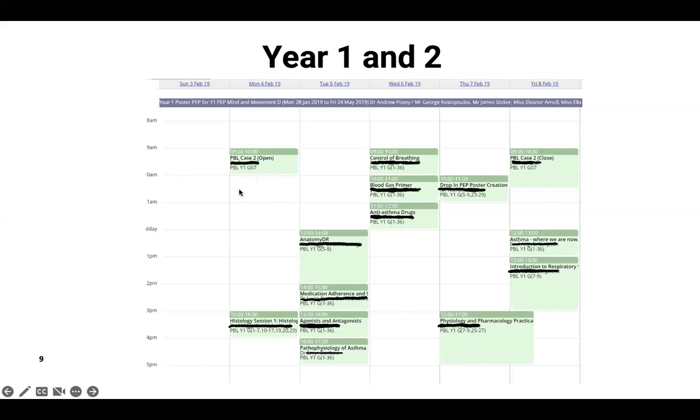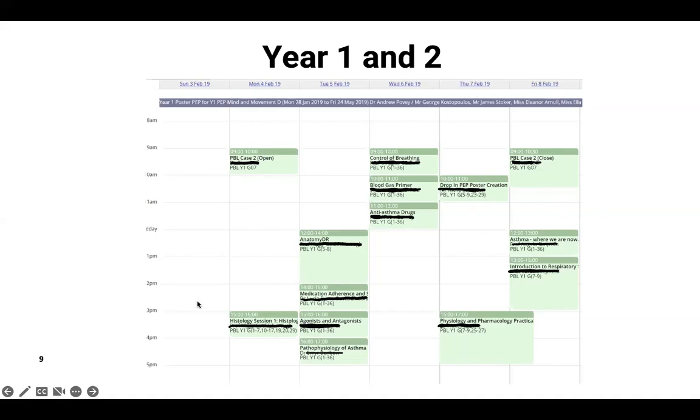So they're opening the case on Monday in the morning, and then usually you divvy up research points. Anything that comes up in the case that sounds interesting, each person will research different aspects of the case and then come back and teach the rest of the group on Friday, where it says PBL case to close, where you're closing and wrapping up the case and also teaching each other about the points that you learned.